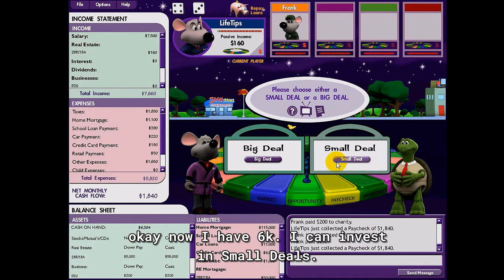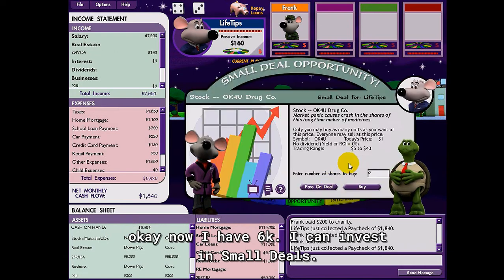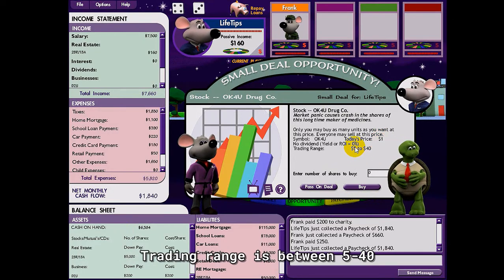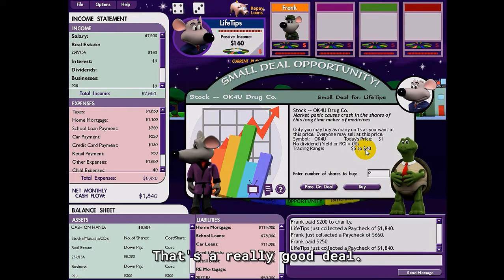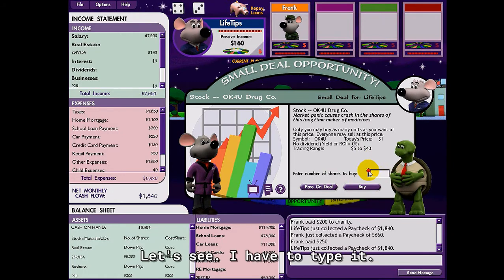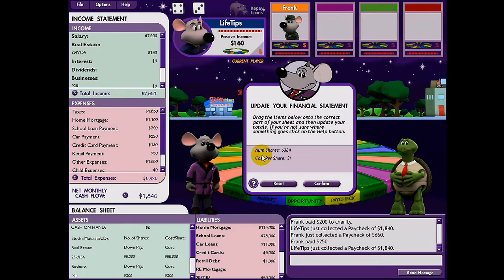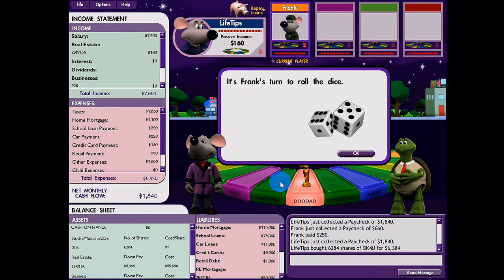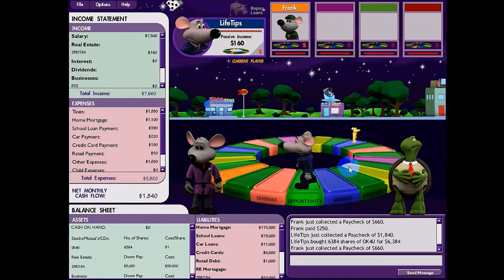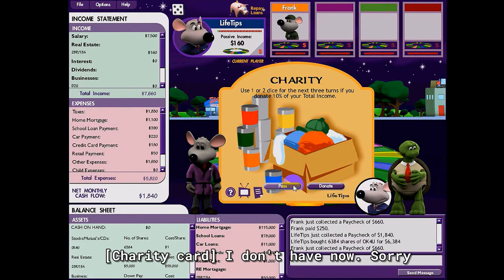Okay, now I have 6k, I can invest in a small deal. Okay, drug company, trading price is $1 right now, and range is between 5 to 40. That's a really good deal. I would invest all my money. Not all. Let's see. I have to type it. Okay, buy. Yeah, that's all. Charity, I don't have now, sorry.